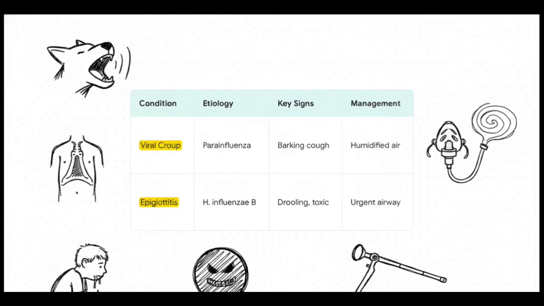First, viral croup. It presents with that classic barking cough and a radiographic steeple sign from subglottic edema, and we usually manage it with humidified air, steroids, or racemic epi. Contrast that directly with life-threatening epiglottitis. Historically caused by H. flu type B, these kids look toxic. They're drooling, leaning forward, and it demands urgent airway management in the OR along with IV antibiotics.